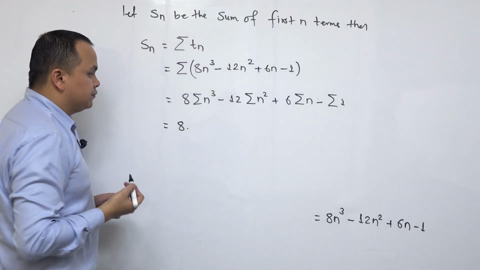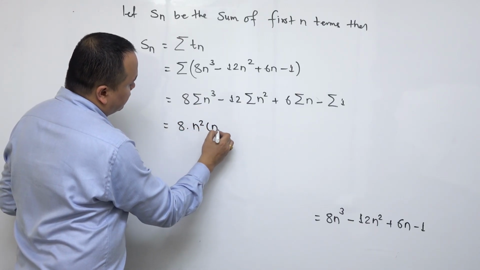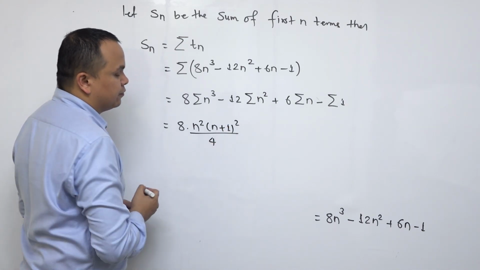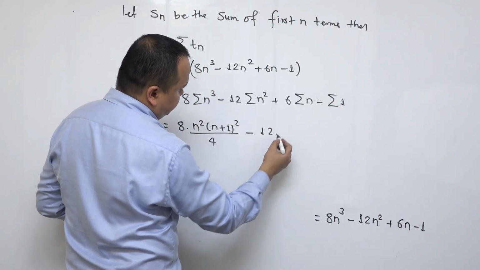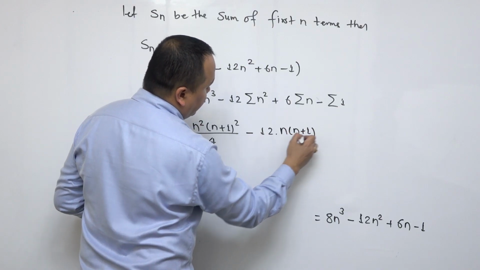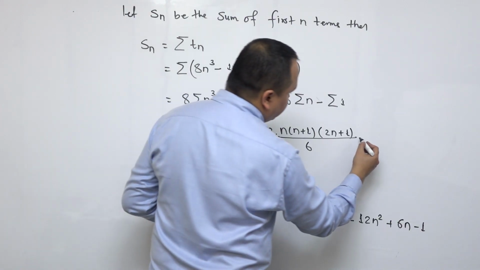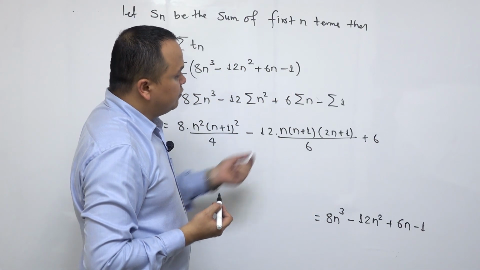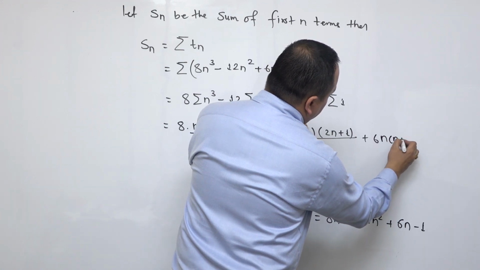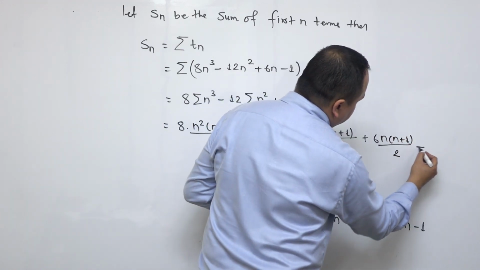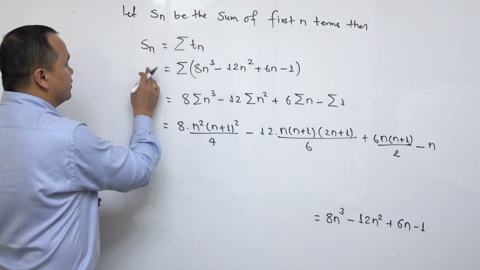And here 8 times the sum of cubes of first n natural numbers, which is n square times n plus 1 whole square divided by 4, minus 12 times the sum of squares of first n natural numbers, formula: n plus 1 times 2n plus 1 divided by 6, plus 6 times the sum of first n natural numbers, n plus 1 divided by 2, minus n, because summation 1 is always n.